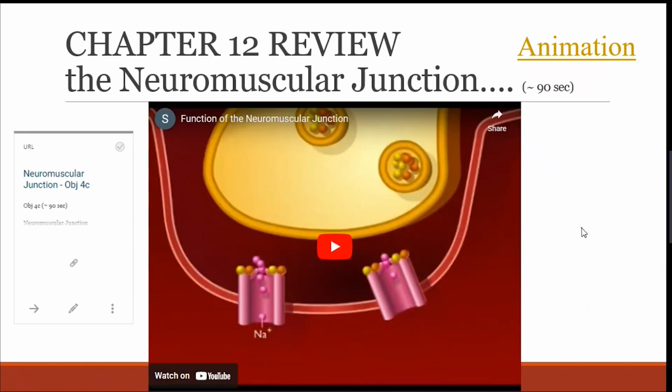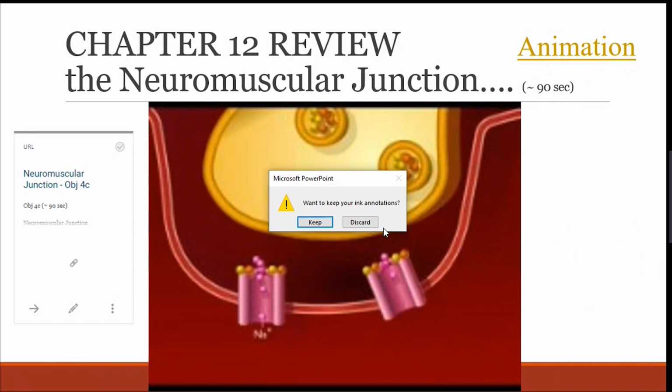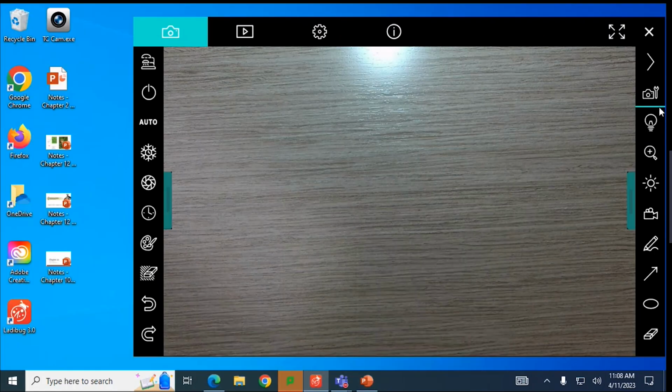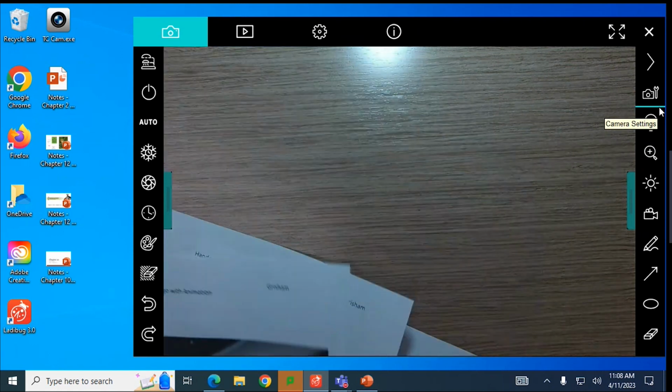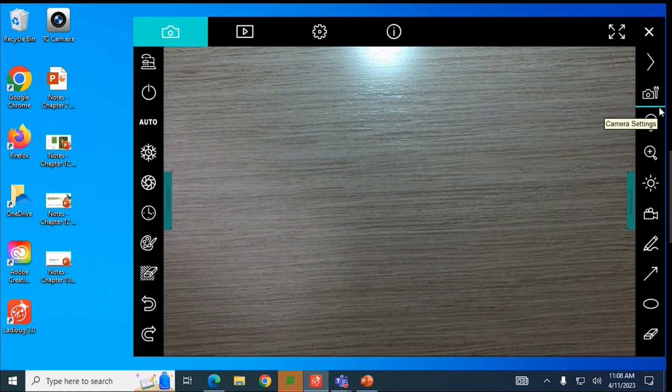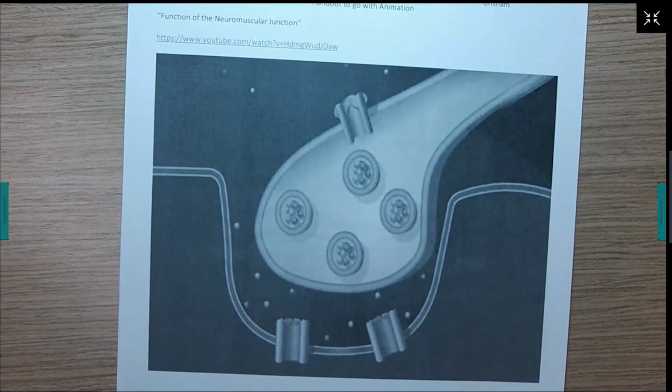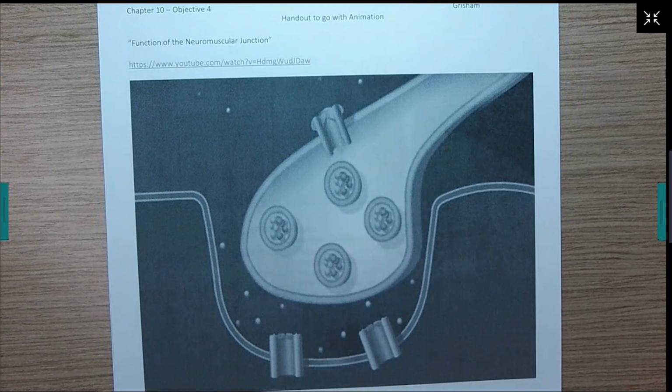We're going to take a look at this animation because you still have to know this for this test. You have a handout. It is this one right here, and we're just going to kind of label the parts. You should recognize this. This is what you responded to your essay question for chapter 12. So this is review.